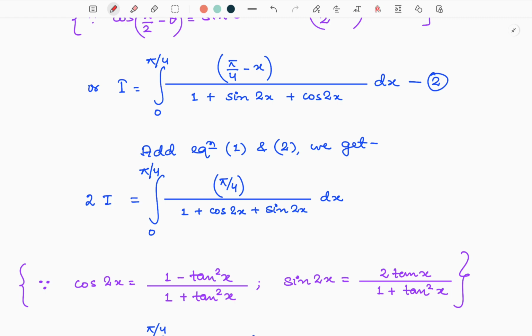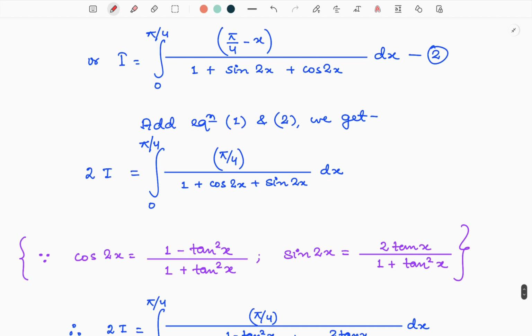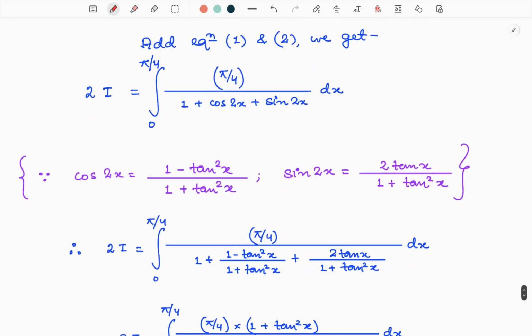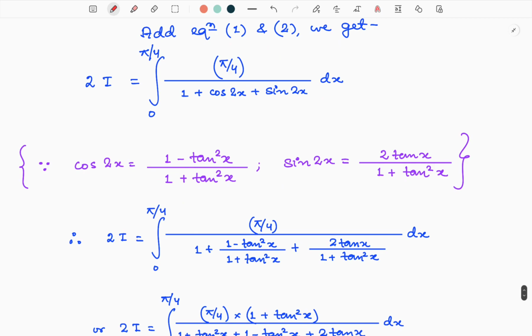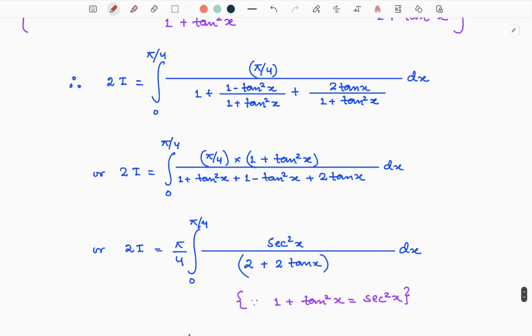Add equations 1 and 2, you will get 2I is equal to integral from 0 to pi by 4 of pi by 4 upon 1 plus cos 2x plus sin 2x dx. Now again you should know that you have to replace cos 2x by 1 minus tan square x upon 1 plus tan square x, and sin 2x as 2 tan x upon 1 plus tan square x. Then if you rearrange every equation and solve it, you will get pi by 4 outside, and in the integral sec square x upon 2 plus 2 tan x.